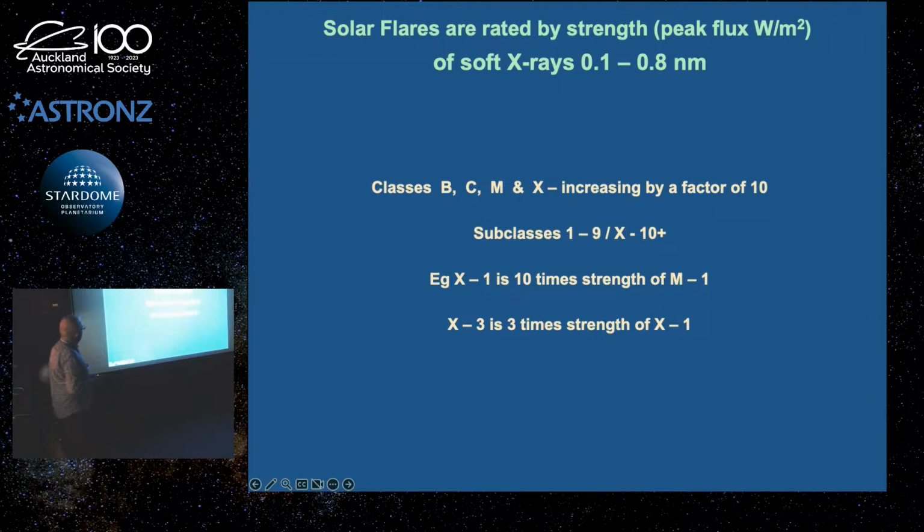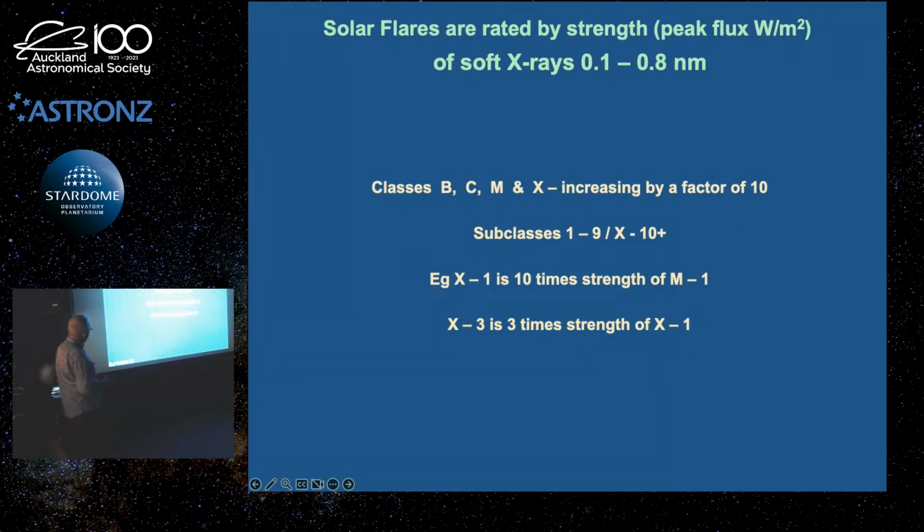But they look at soft X-rays in the channel between 0.1 and 0.8 nanometer, or 1 to 8 angstroms, depending how you think of it. That's the wavelength of light they look at. So they look at the flux, or the strength of the light that gets emitted in these wavelengths. And from there, they decide the class: B, C, M, or X, increased by a factor of 10, so that's exponential, pretty much like the Richter scale, how they grade earthquakes on Earth.